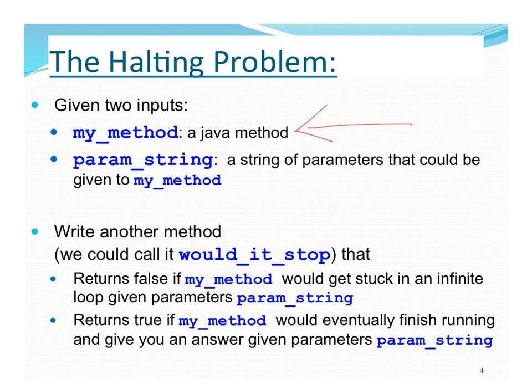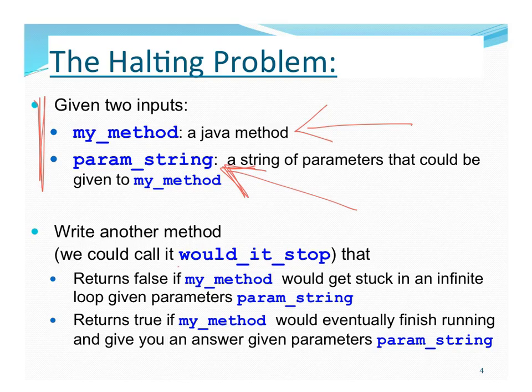And then we have a second parameter, which is the param string, right? So maybe my method takes 5 parameters, and this would be a string of those 5 parameters. Maybe my method takes 27 parameters. This would be a string of those 27 parameters that could be given to my method. So given these two inputs, the question is, can you write another method?